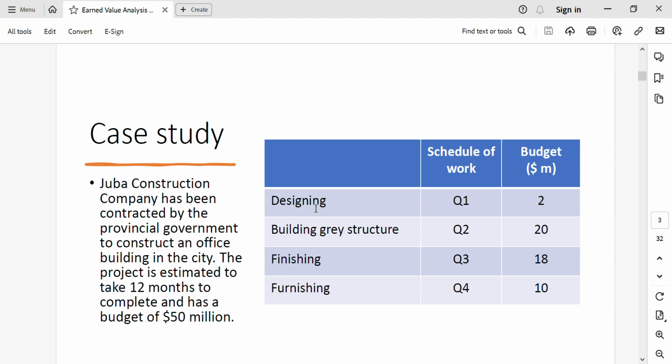Designing is scheduled for Q1 with a budget of $2 million. Building gray structure is scheduled for Q2 with a budget of $20 million. Finishing is scheduled to be completed in Q3 with a budget of $18 million, and the last work package is furnishing, which is scheduled to be accomplished in Q4 with a budget of $10 million.